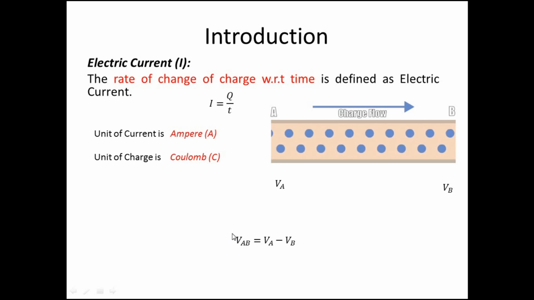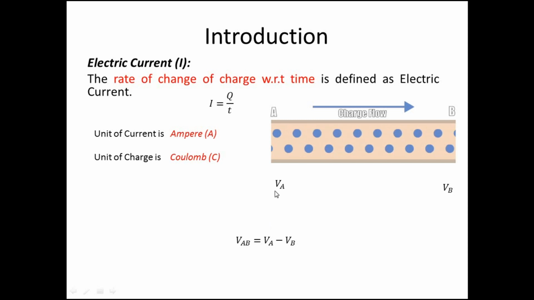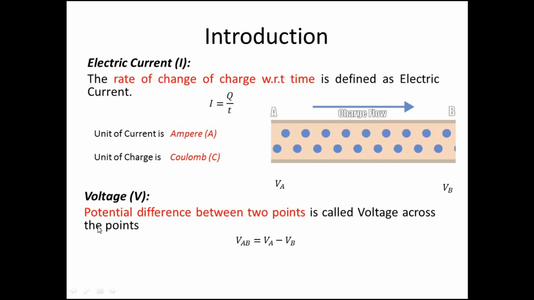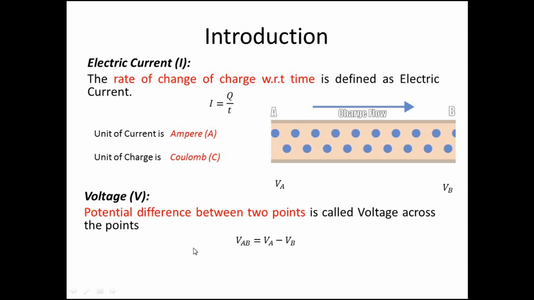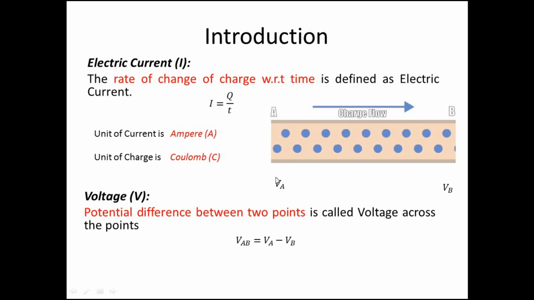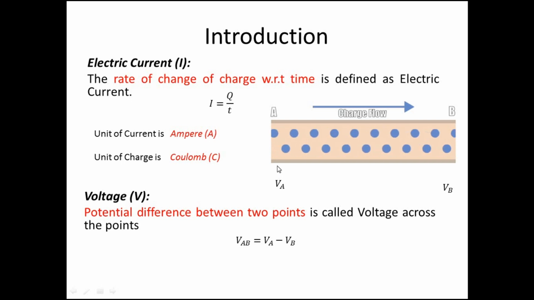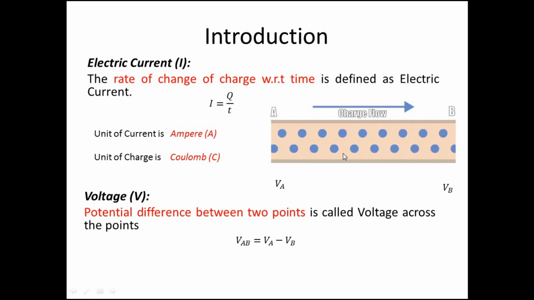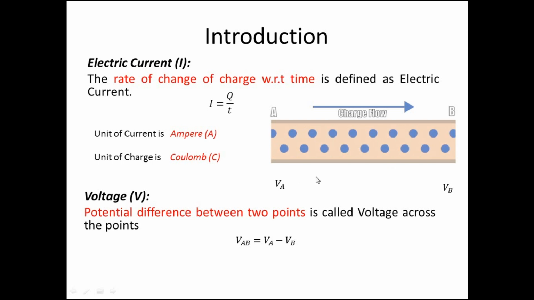So VAB, the voltage across A and B, is defined as the potential difference of A and B, VA minus VB. You can define the voltage as the potential difference between 2 points. It should be noted that we are terming the voltage across 2 points. We cannot say the voltage at a point. It should be across 2 points, since it is the difference between the potentials of 2 points. So we will always term the voltage as across.